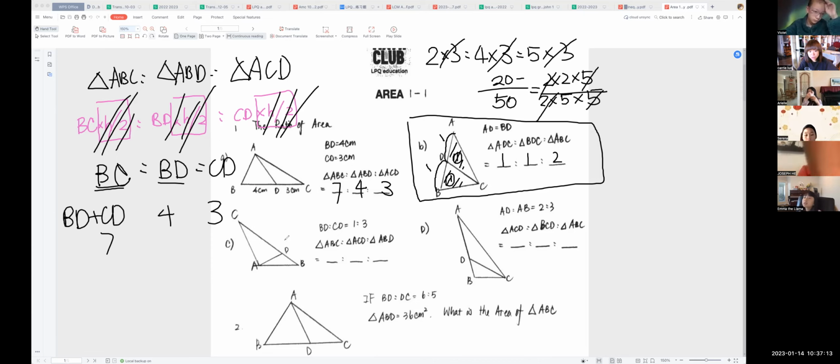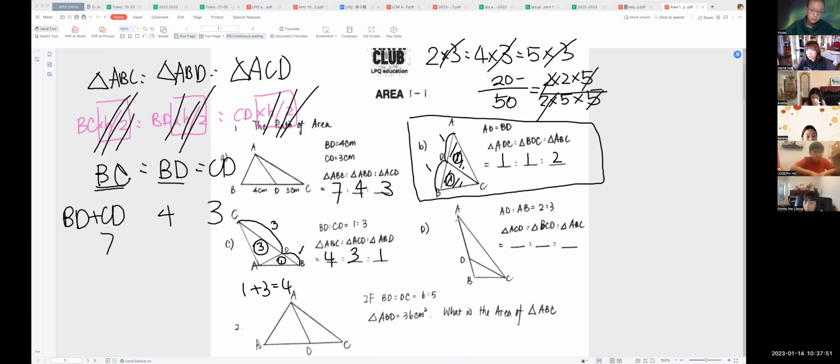Okay, everybody, let's take a look at this one. If BD to CD is 1 to 3, that means the area of ABD is 1 part. The area of CDA is how many parts? 3. Very good. So the total ABC is 1 plus 3, which is 4 portions. So ABC is 4, ACD is 3, and ABD is 1.